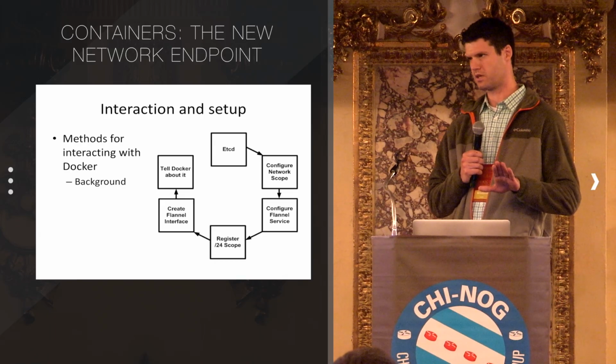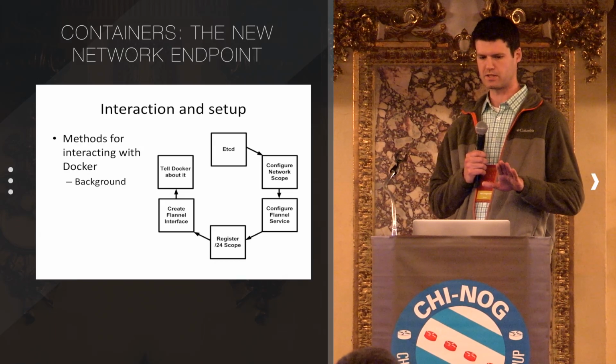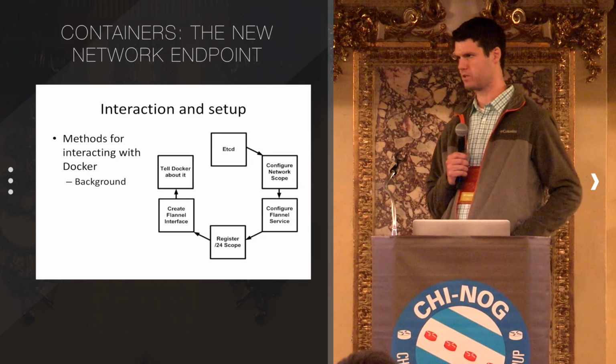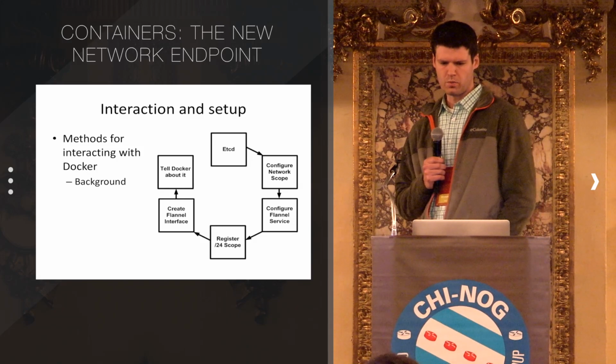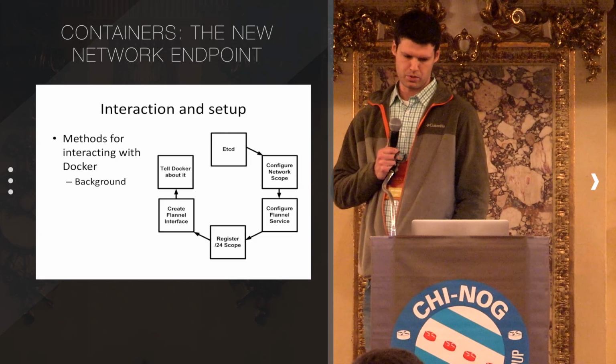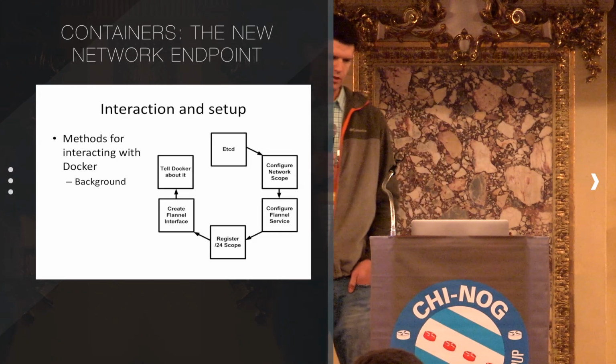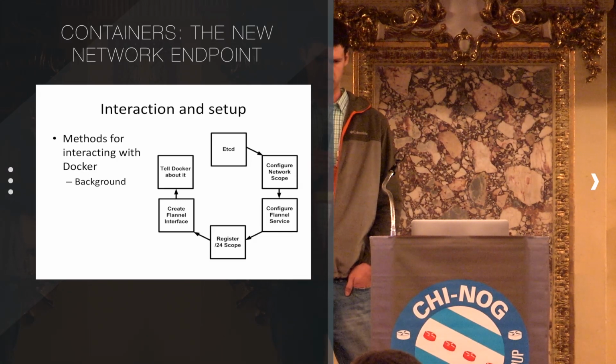It could be a locally installed service. It just can't be a container within the Docker network you want to use. So we have the key value store. We put manually a key value pair in there to define sort of a global network scope.